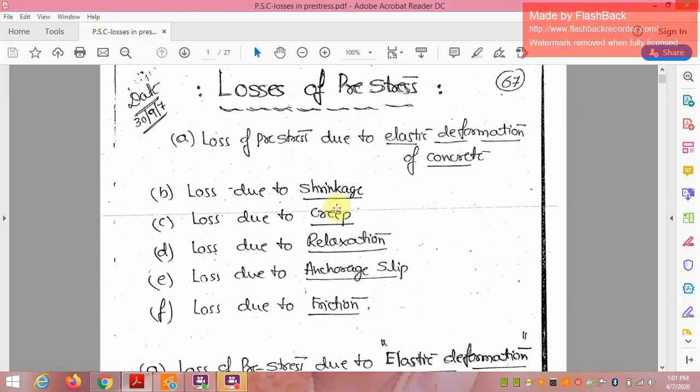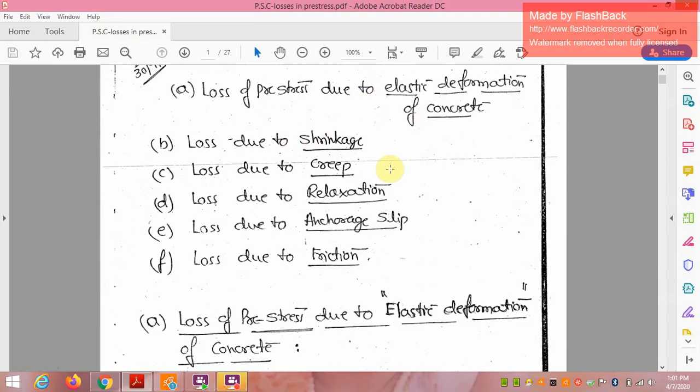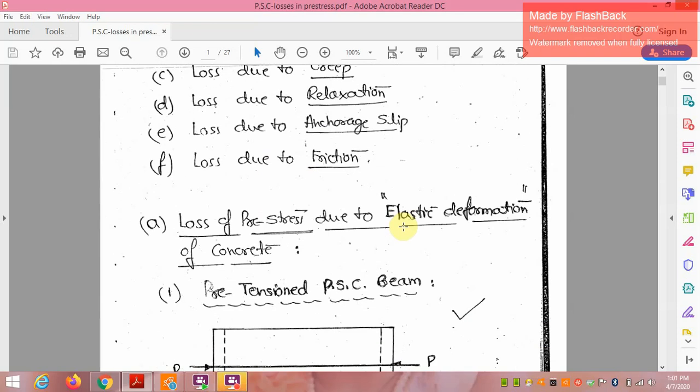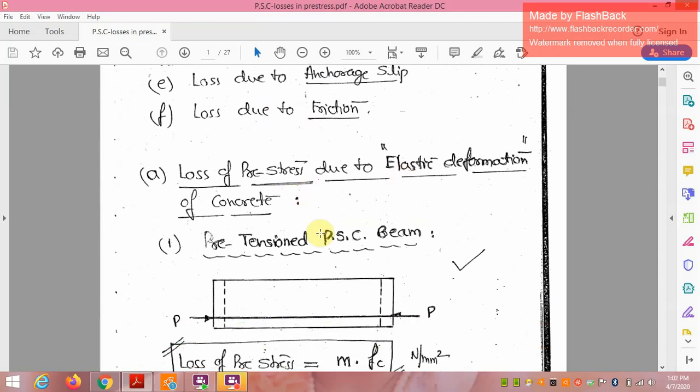Okay. So the first one is loss of pre-stress due to elastic deformation of concrete. Then the second one is losses due to shrinkage, losses due to creep, losses due to relaxation, losses due to anchor slip, losses due to friction.